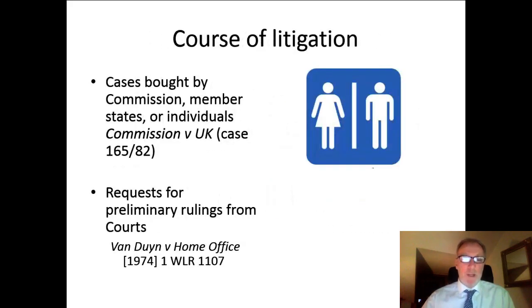There are various ways of bringing it. I mentioned cases can be brought by individuals. Rarely, generally, you can get a preliminary hearing in a case. Van Duyn v Home Office was one where an individual who had a poor criminal track record wanted to test whether or not they could come to the UK, and they could. Commission v UK was one where gender legislation was not brought in properly by the UK, so the Commission sued them, or took them to court, and forced the UK to change its legislation.